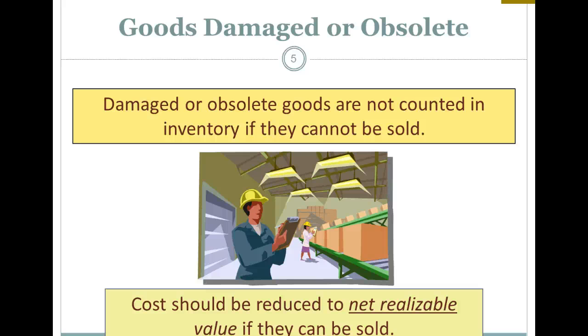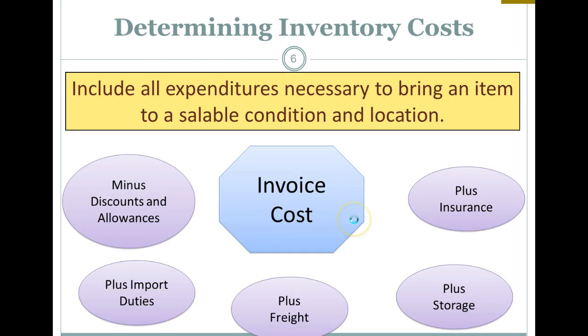Goods that are damaged or obsolete. You don't count these in the inventory as if they can be sold at the face value that you expect. Your costs have to be reduced to the net realizable value. This net realizable value is management's best estimate. It's not an exact science, but you do have to mark it down so you don't overstate your inventory value.